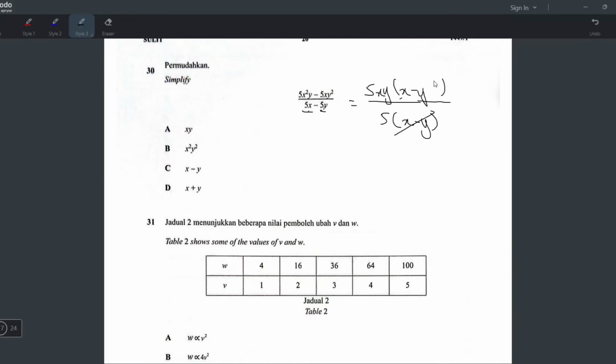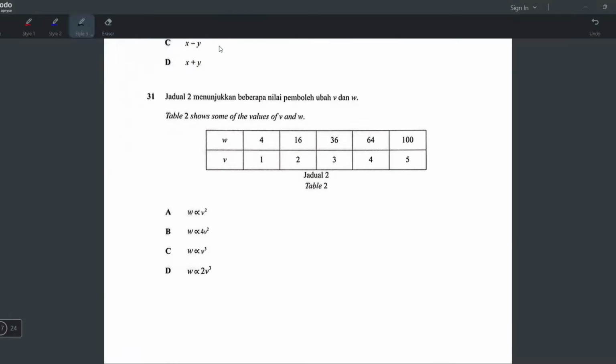Oh, boleh potong? Boom, boom. Okay, kenapa boleh potong? Sebab dia something darab something over something. So when it's like that, dia hubungan dia memang macam ni, boleh potong. Okay. That's why this one is like something darab something over something. That's why boleh potong. So you just left with 5xy over 5. And guess what? Ini pun something darab something over something. So 5 boleh potong juga. So jawapan dia xy. That's all.